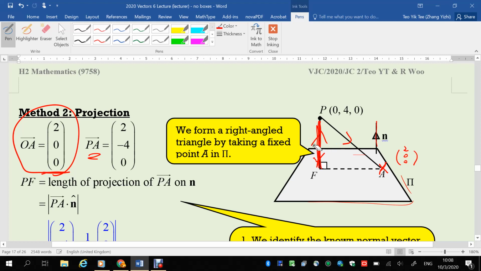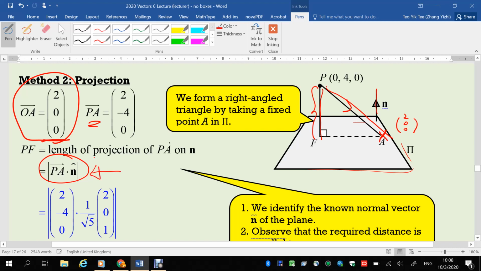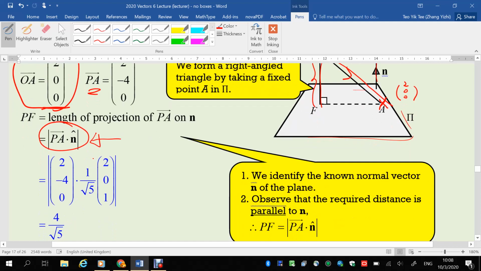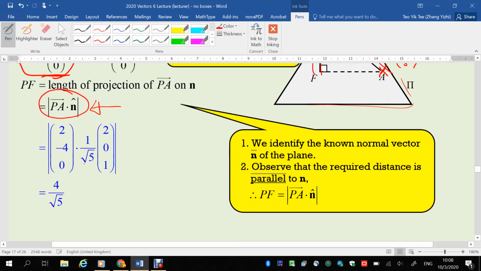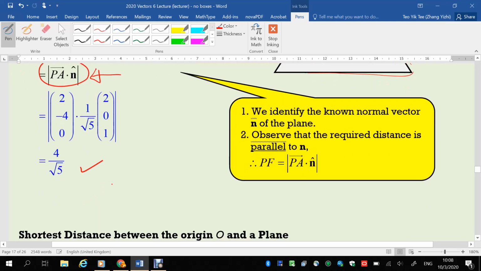So PA dot with my normal vector, divided by its magnitude. This one is actually your length of projection. PA dot with this direction, PA dot with n hat, I get PF. This is your length of projection, and this length of projection is actually the distance of point P down to your plane.